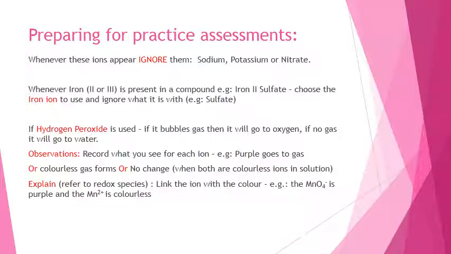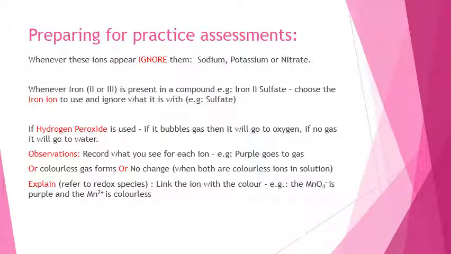Okay, so finally, in order to practice for our practice assessments, which are going to come up in week 3 and week 4, whenever these ions appear, you'll ignore them: sodium, potassium, and nitrate. They're known as spectator ions, and we've already gone through that earlier in the year. Whenever you have ion 2 or ion 3, choose the ion to use and ignore whatever it's with, so in this case, sulfate or nitrate. If hydrogen peroxide is being used, if it bubbles, then chances are it's going to be oxygen, and if it's no gas, it's going to be water.